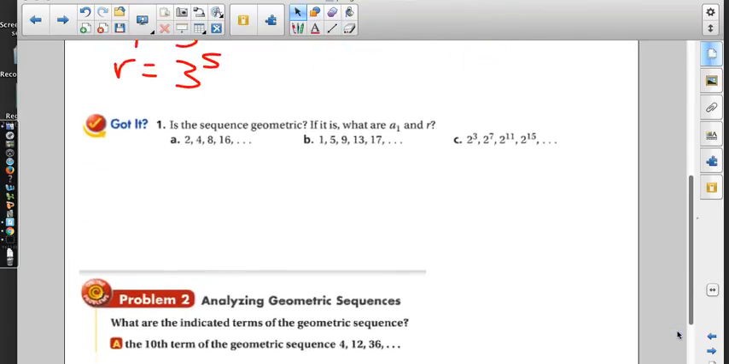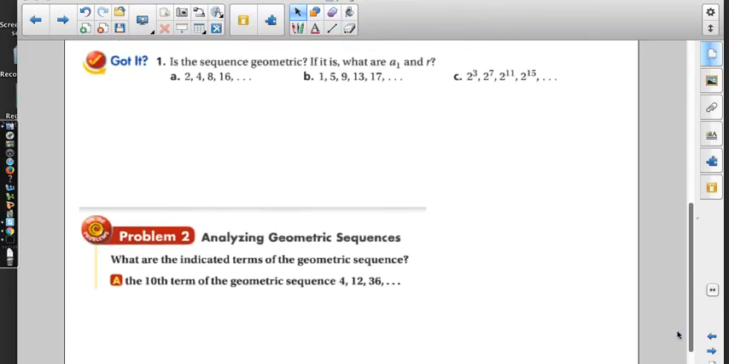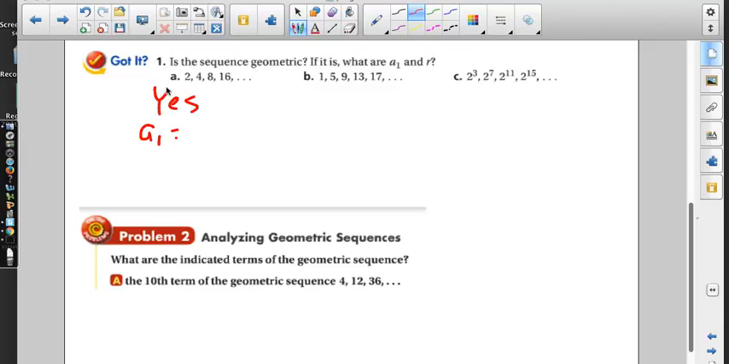So down here we have a worksheet. I would like you to investigate those while I get you a candy bar, so you can check and see how you're doing. So A, yes or no? Yes. A sub 1? r, 2. Another one where a sub n and r are the exact same thing. B, yes or no? No, it's arithmetic. And 4 each time.